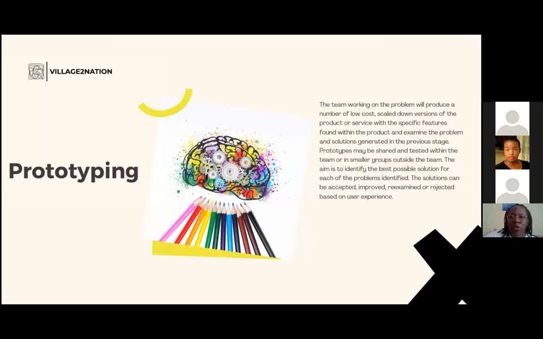And then the prototypes may be shared and tested within the team or in smaller groups out of the team, and the whole idea is you're aiming to find the best solution for each of the problems that had been identified. The solution can be accepted, improved, re-examined, or rejected based on your user experience. And that's the whole concept of consistently evolving, but always having the user in mind. And in this case, as opposed to coming to ask Maureen or your friends or your colleagues or other engineers or contractors what they think about this, always take the product or the service back to the consumers.